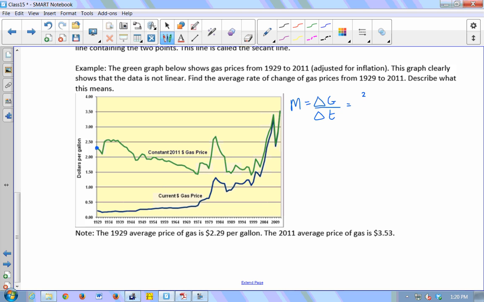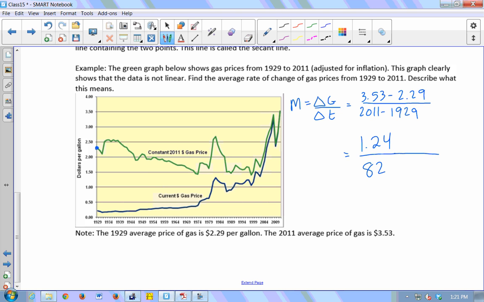So 353 minus 229 over, what's my change in time, 1929 to 2011? 82 years. You just subtract them. 2011 minus 1929. And 229 to 353, 124.